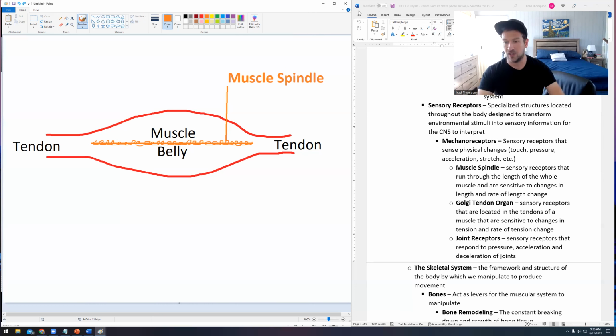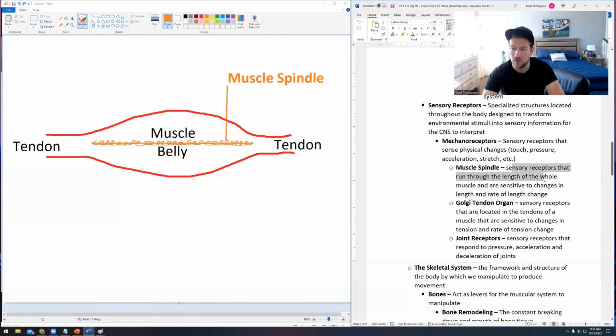That's what muscle spindles are, right? They're sensory receptors that run through the length of the muscle. They sense the length of the muscle change, and they also sense the rate of that length change. So if you move really fast, it will trigger the muscle spindle to freak out a little bit.